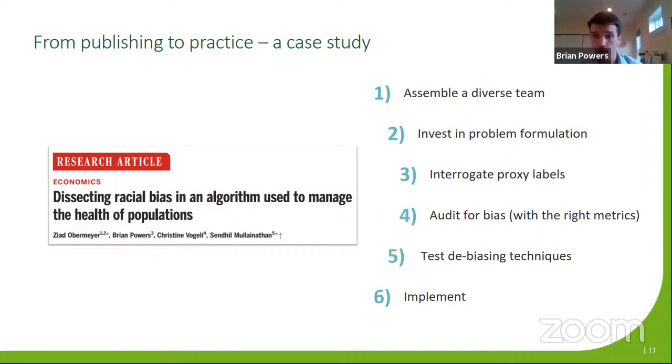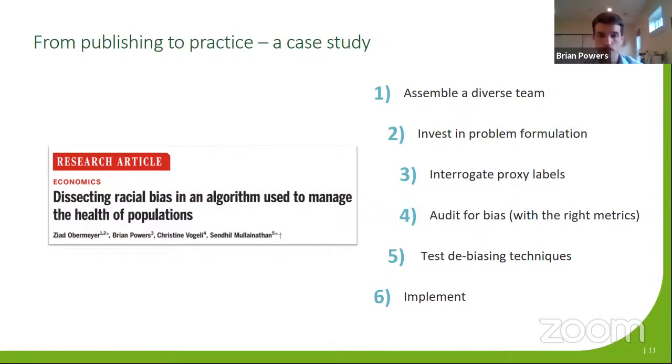If you do find any evidence of bias when you're auditing, the next step would be to test debiasing techniques. Sometimes the approach might be as simple as changing the proxy and seeing if that results in less bias. There may be other, more technical approaches that Brent will talk a little bit about as well. And then you implement.